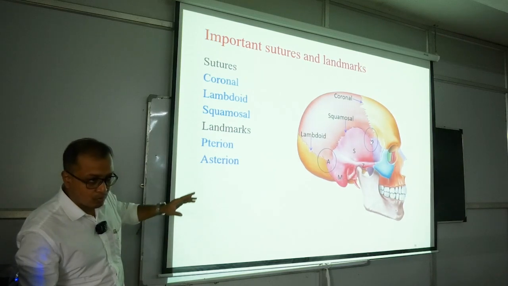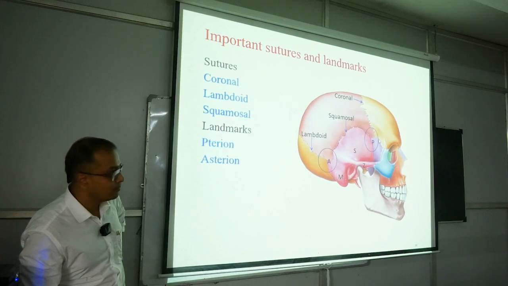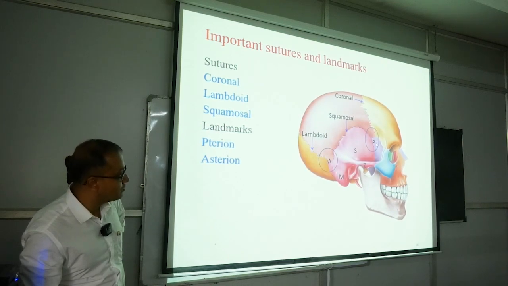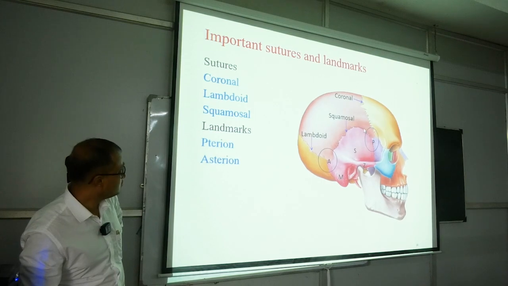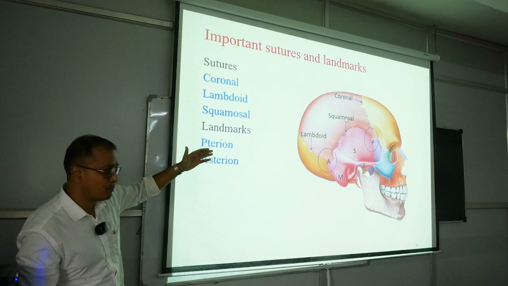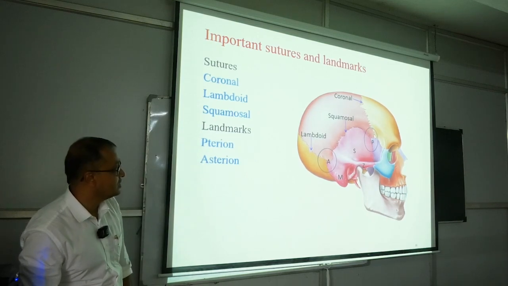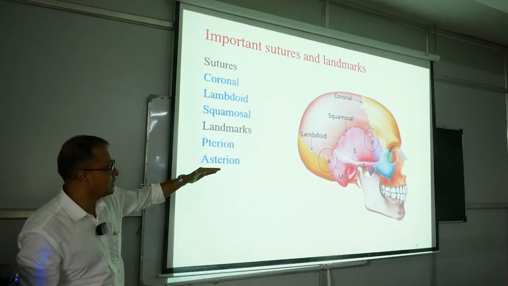Now if you count the bones which make up this pterion, we have the frontal bone, this small piece of bone which is the greater wing of the sphenoid, then the squamous part of the temporal bone, and from the other side, we have the parietal bone which makes this pterion. Again, this is another joint you're looking at here.